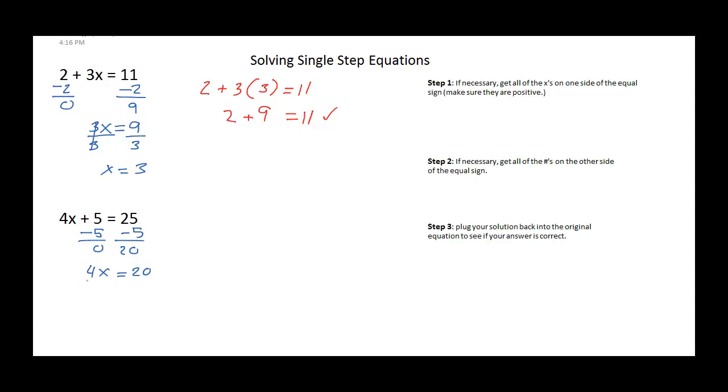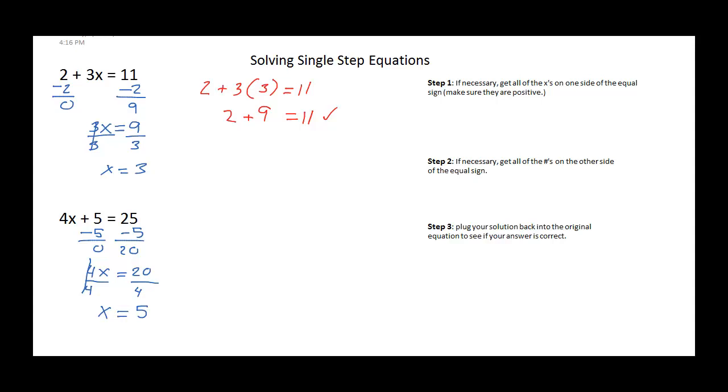Since I already undid the addition up here, I'm going to go ahead and try to get rid of this multiplication. So I have to ask myself, what times 4 will give me 20? To undo that multiplication, I'm going to divide by 4. 4 divided by 4 is 1, which gives me just x. 20 divided by 4 gives me 5.